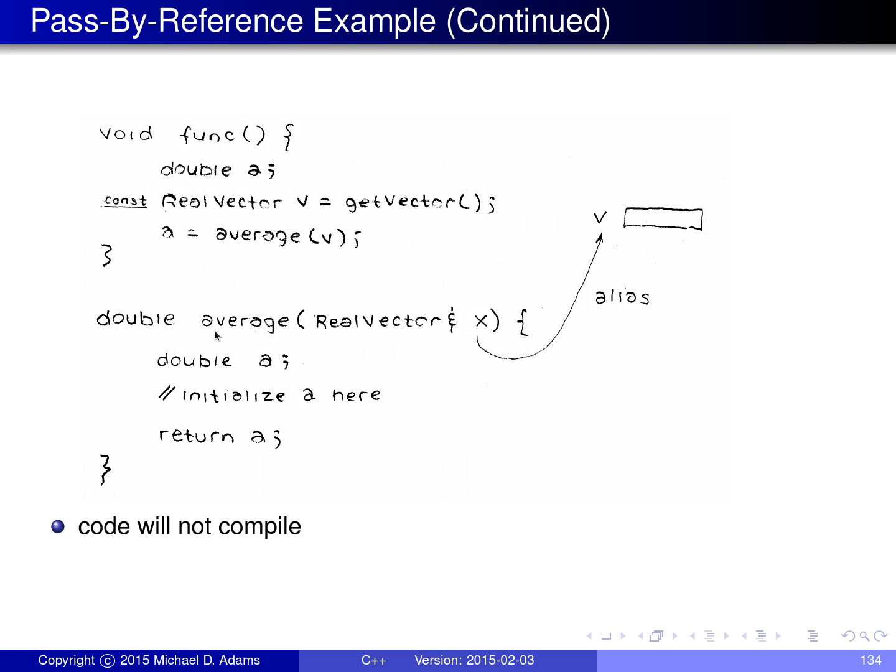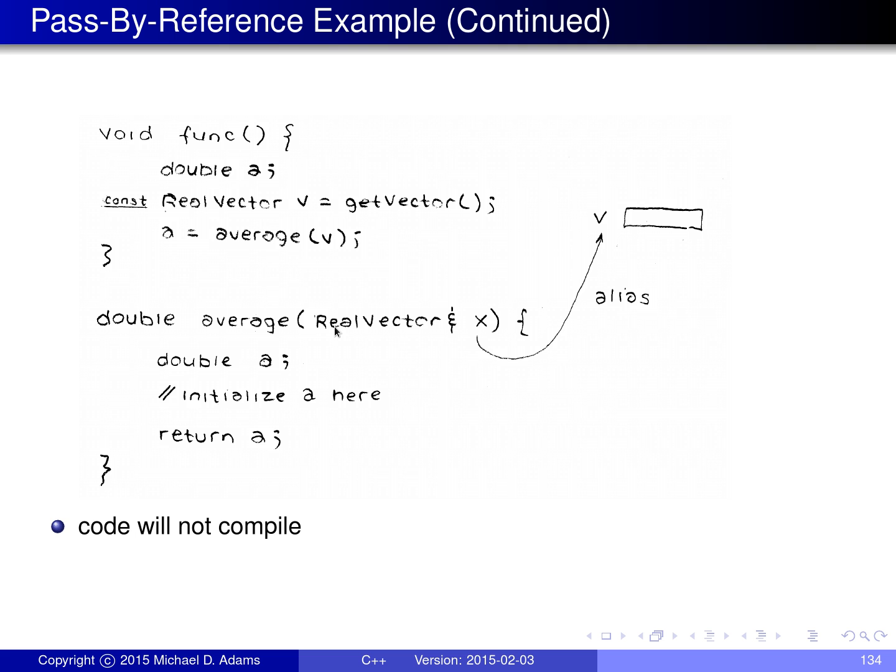And the reason why is because of the problem that's really lying in the average function here. The reason this code will fail to compile is because of this reference, the parameter x for the function average. Its type is real vector ampersand. In other words, it's a reference to a real vector, a reference to something that we're allowed to change.